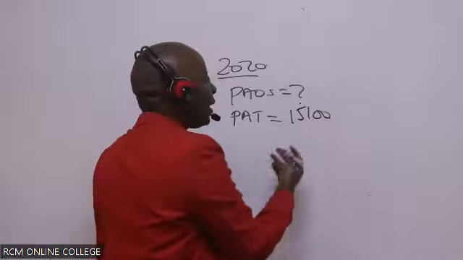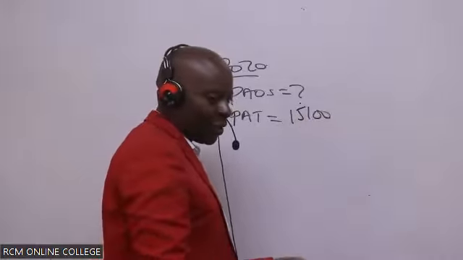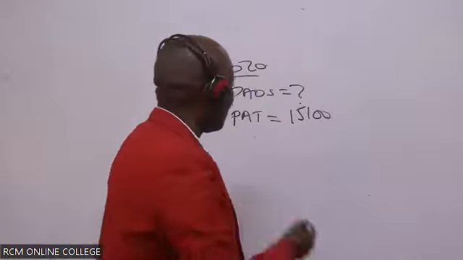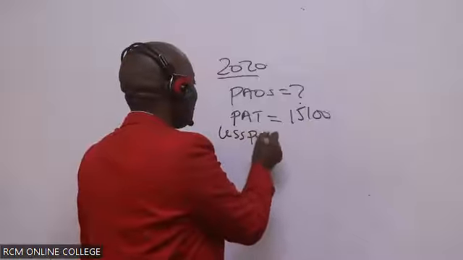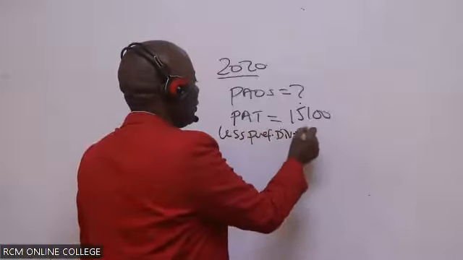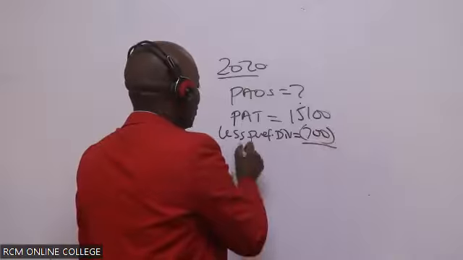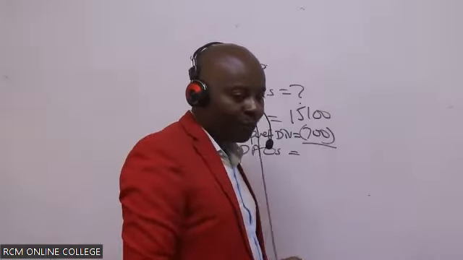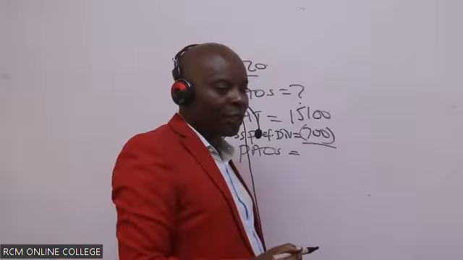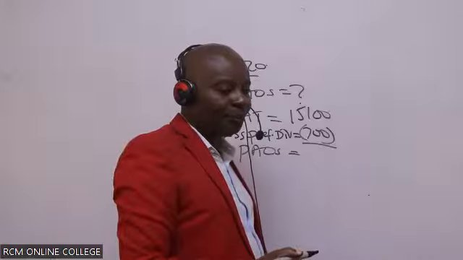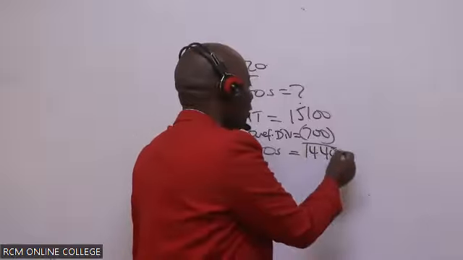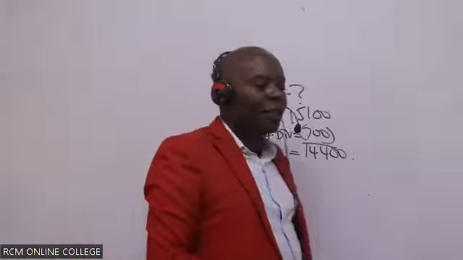Remember, even last year, we still had the preference shares. The preference share capital is an old thing. So come on the less preference dividends, which in this case, you gave me 700 for you to be able to get our PAOs. So PAOs equals who? 15,100 minus 700, which will give us what figure? $14,400.